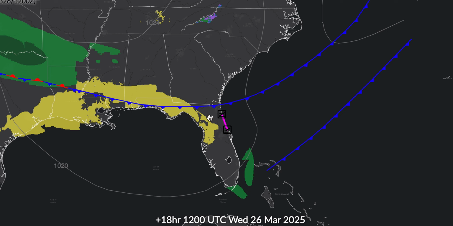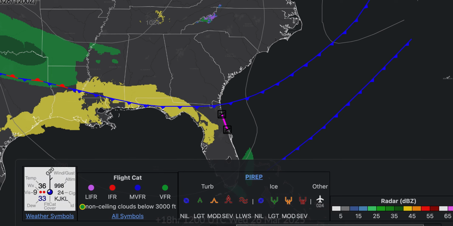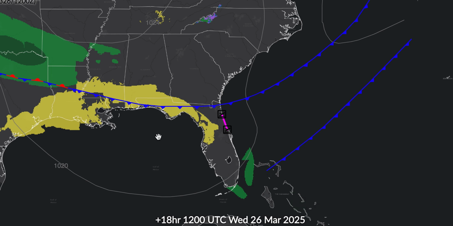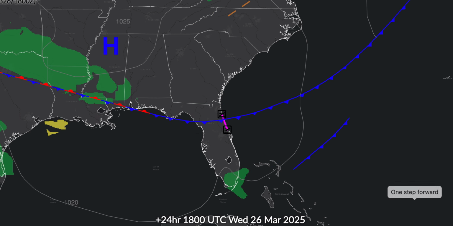So we've got, what is that? I can't remember off the top of my head. Fog. So we've got some fog rolling in. Okay, that's to the west of our flight plan, so that looks like it's pretty okay. Yeah, so 24 hours it stays away from us.